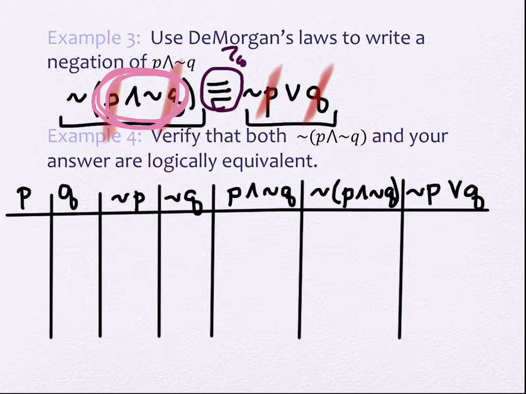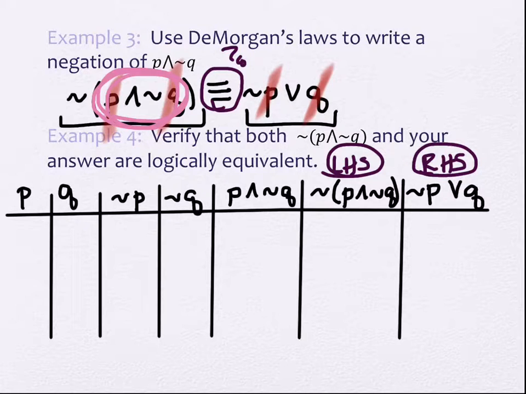Now, if this is really logically equivalent, what's going to happen is those last two columns, this one representing the left-hand side and this one representing the right-hand side, should have the same T's and F's in the same places. So whatever's in the right-hand side column is exactly in the left-hand side column. That's what I'm looking for. That's what proves that these are logically equivalent, that those two columns are the same. So that's what we're looking for as we work through it.